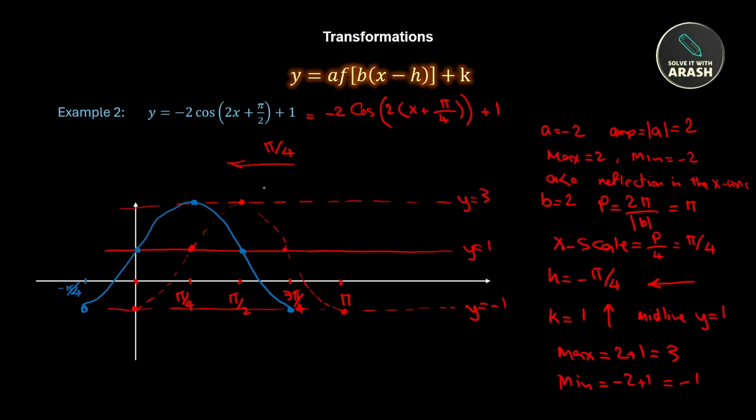This is one cycle, which has a length of pi. If you're asked to sketch one cycle, that's good enough. If you're asked to sketch more, you can keep continuing with more cycles towards left or right. Both directions are okay.